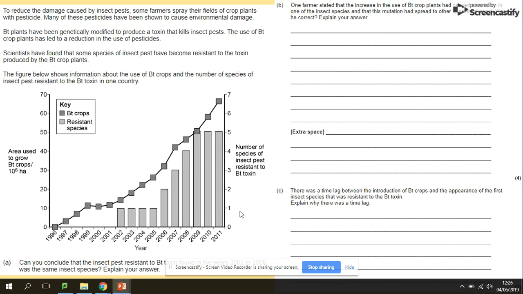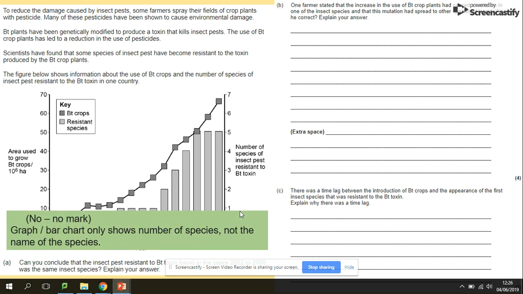And we've got a few more questions. The first question is, explain your answer. Can you conclude that the insect pests resistant to Bt toxin were of the same species? No, because the bar graph only shows the number of species but not the name of the species, as you can see here.